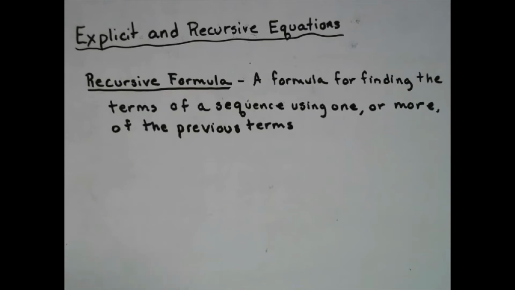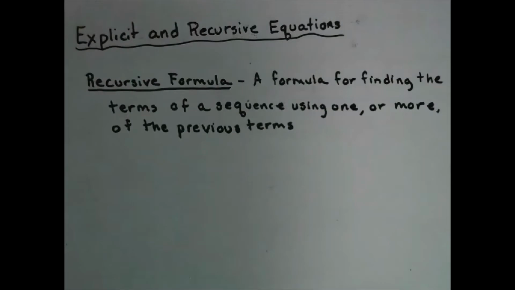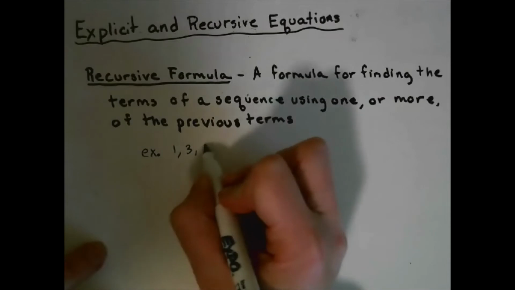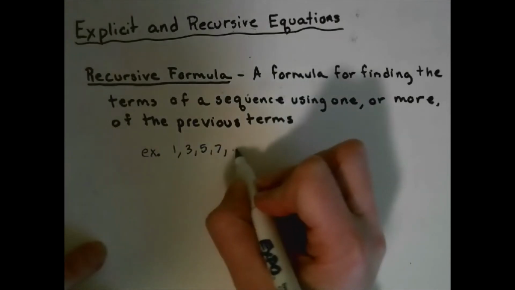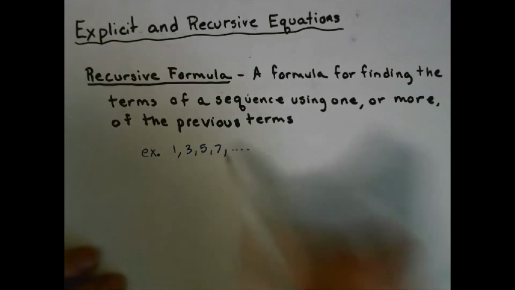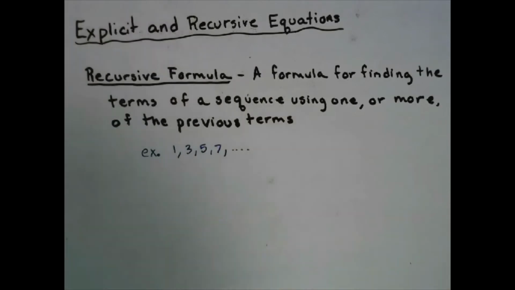Okay, so let's look at our 1, 3, 5, 7 sequence. Okay, so here, the really nice thing about recursive formulas is they're very easy to write if you can see the pattern. So here our pattern is to add 2. And that's what a recursive formula does. So in a recursive formula, you are essentially going to say, to get the next term, add 2.